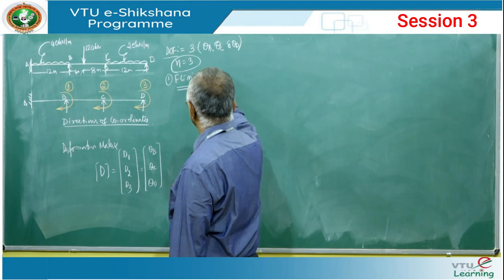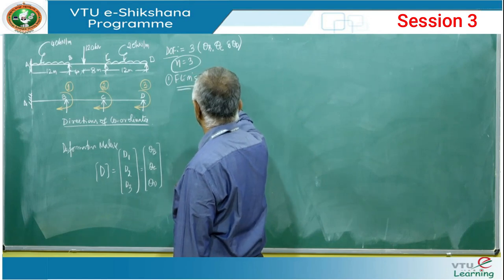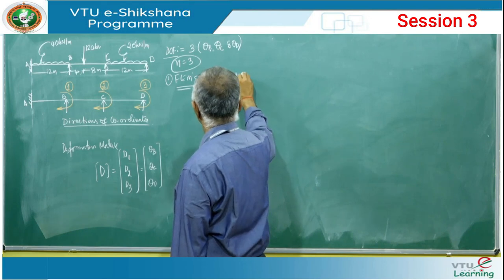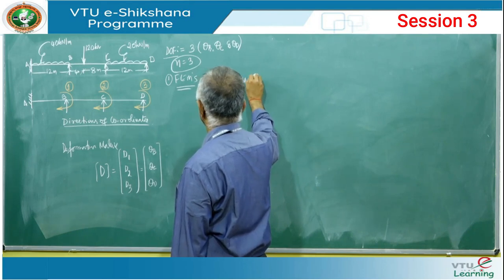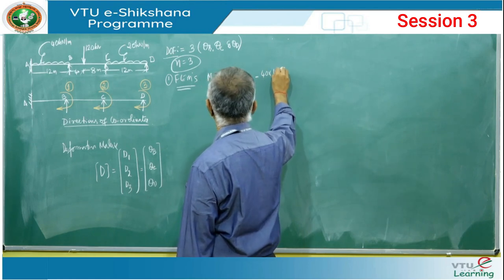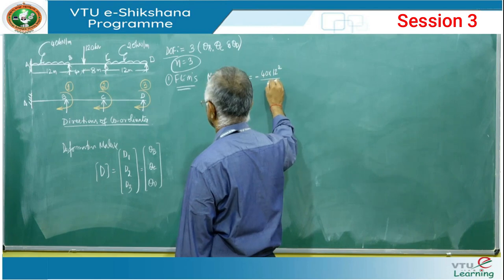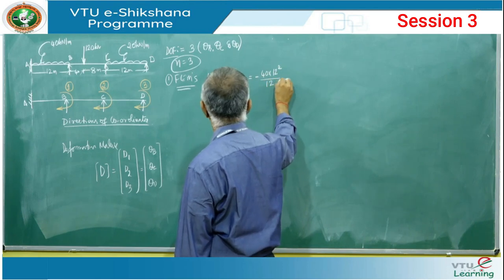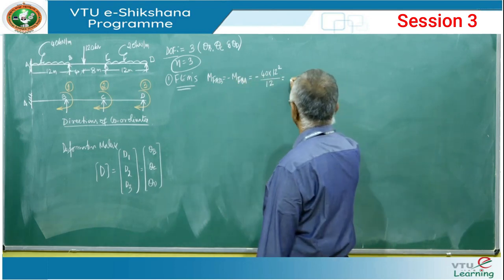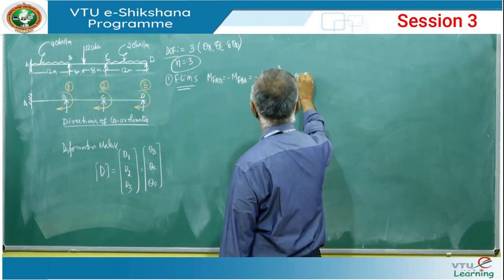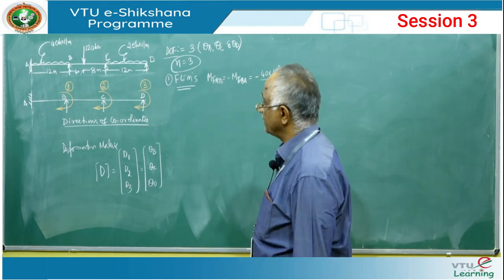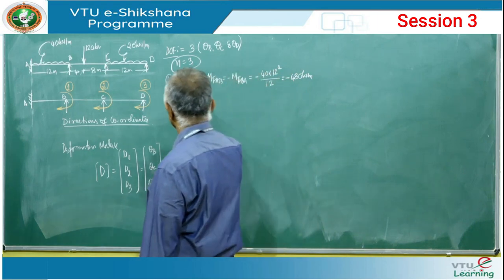So MF AB equal to MF BA, that is equal to minus 40 into L square, 12 square, divided by 12. So it will be equal to 480 kilonewton meter. Since it is symmetrical, both are the same, minus and plus.